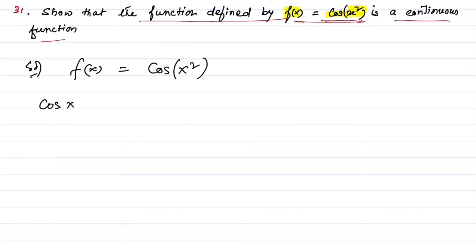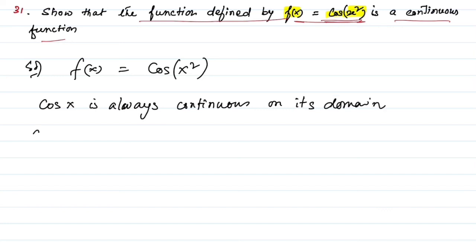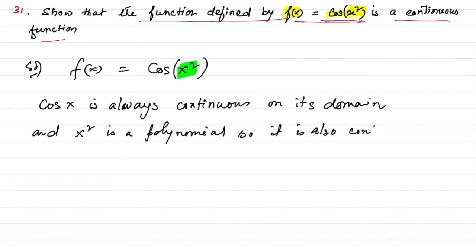Taking x square as x, we know cos x is always a continuous function on its domain. And also x square is a polynomial function. So x square is also a continuous function as it is a polynomial function. So it is also a continuous function.